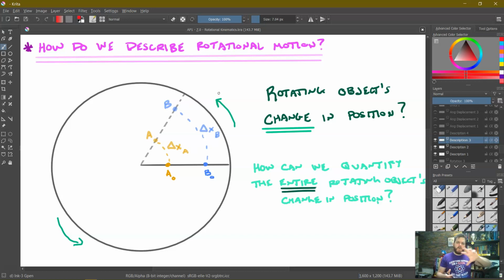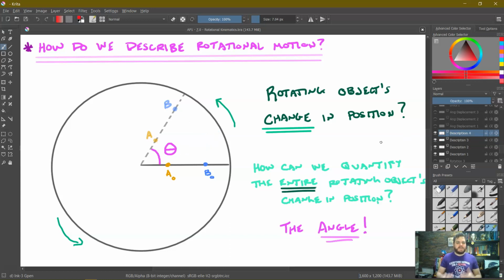Ultimately, as the whole object rotates, points that are closer to the outside of the object are technically covering more distance than points closer to that internal axis. So if we want to describe how the entire object is rotating, distance is not enough because we wouldn't necessarily know where to even define that. So instead, what we could look at is the angle. The entire object, every point on the object, moves through some angle going from one position to another.